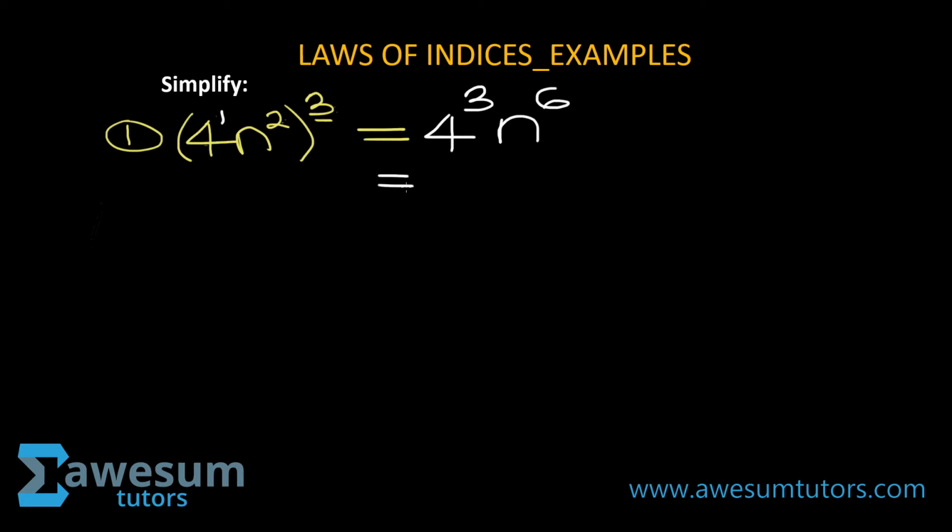That means my final answer is going to be 4 raised to the power of 3, which means 4 times 4 times 4. 4 times 4 is 16. 16 times 4 is 64. So your final answer is 64n raised to the power of 6. That is your final answer.